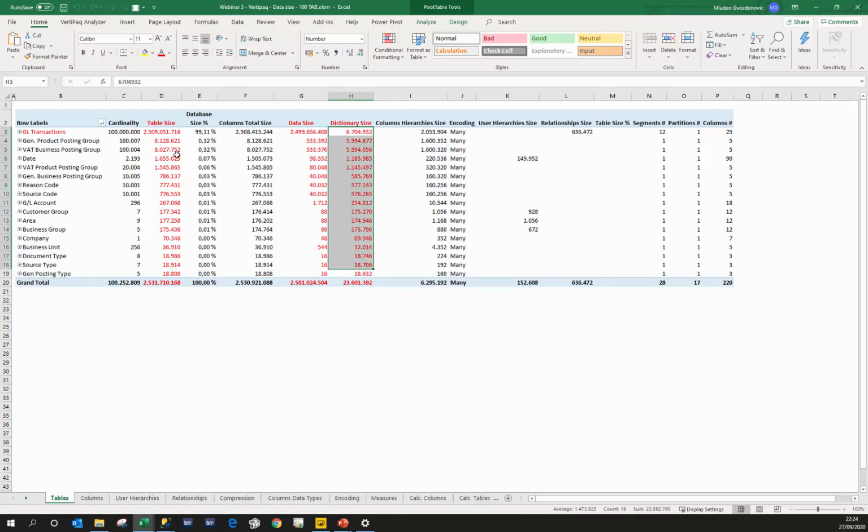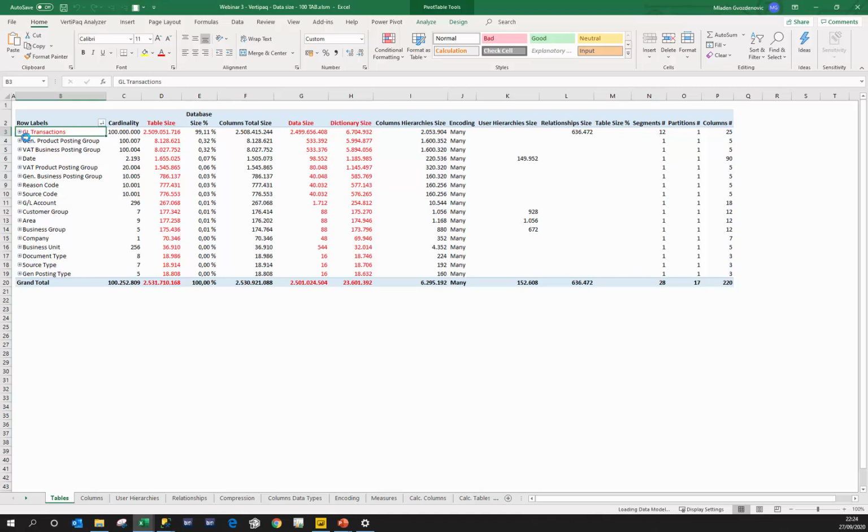What we see here is that the cardinality of this table, Transaction, which is by far the biggest table, taking 99%, is 100 million, which is very bad for compression. We cannot expect good compression out of this.